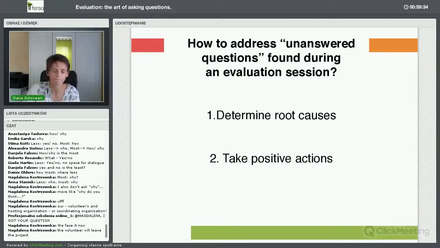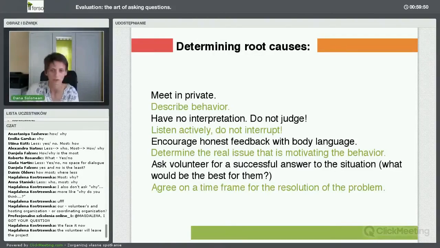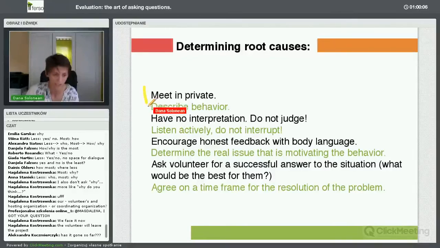So what do you do to answer this question? How do we answer the problems? I put here an answered question, but actually I was mentioning issues, challenges that we may face and that we discover during evaluation. What is the step? The step is to try to meet in private, never in front of the people, because there are personal feelings, they are fearing judgment, external judgment. So meet in private, describe the behavior.